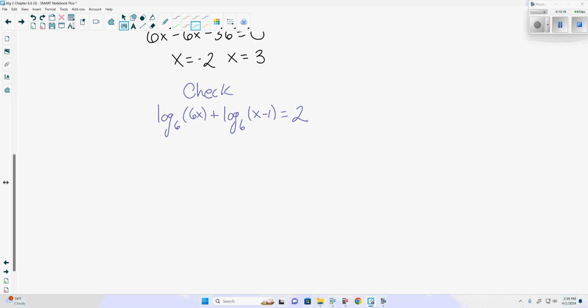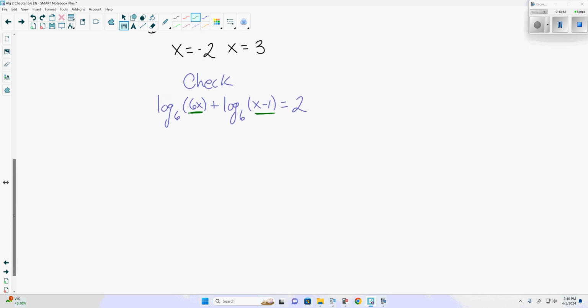Which one of these two values do we think will probably not work? So our two solutions were negative 2 and 3, yes? So which one of those two is probably not going to work? Negative 2 is probably going to be the one that doesn't work. Now when we check it, we could do exactly what we did on the last one and write the whole thing out. But really, what we are trying to make sure is that 6x and x minus 1 are not negative or 0.